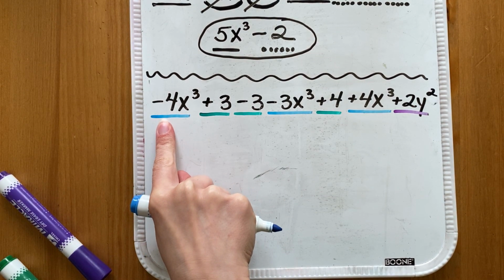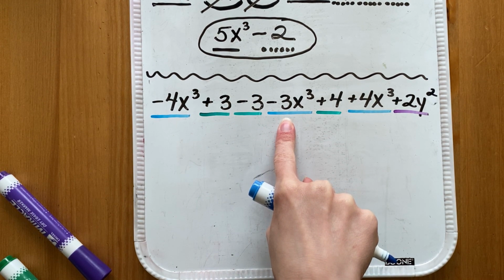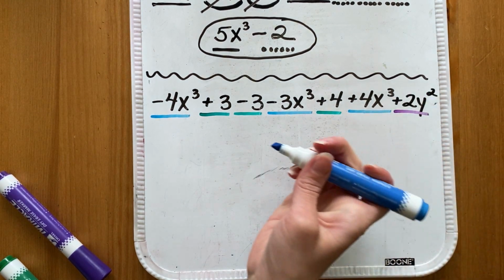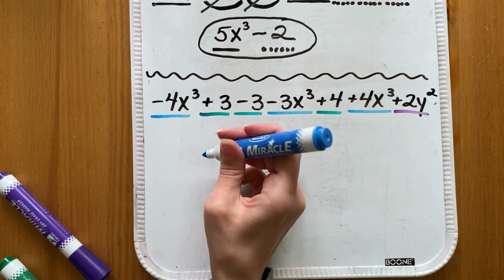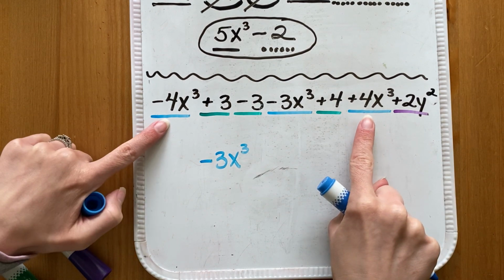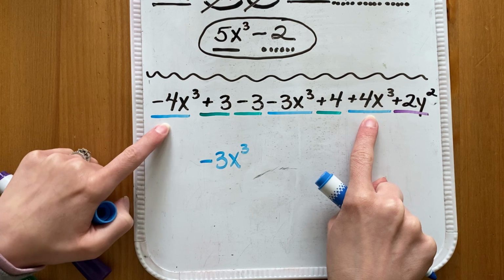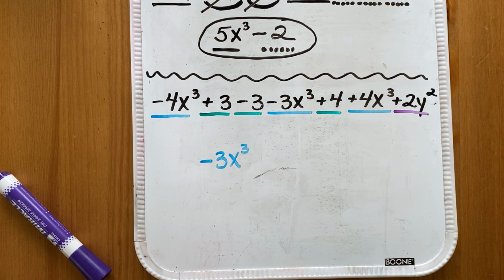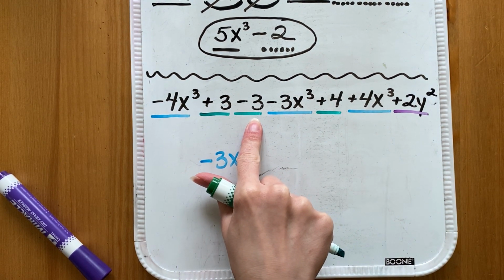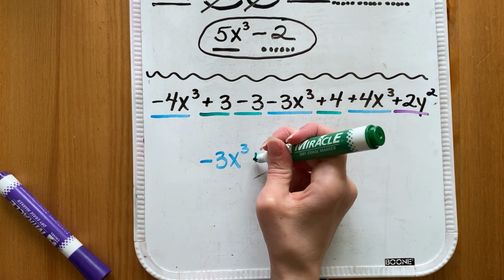We have negative 4x to the third minus 3x to the third, which will make negative 7x to the third. And then we're adding back another 4x to the third, which should leave me with negative 3x to the third. You may also notice that here you have the negative 4x to the third and positive 4x to the third, which would cancel each other out. In the green section, I have positive 3 and negative 3, which also cancel each other out to make 0. And 0 plus 4 will just be a positive 4.